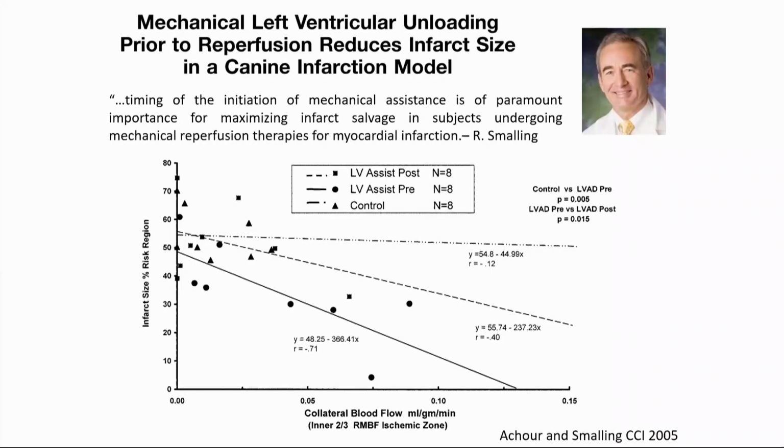And this was also soon followed a couple years later by Richard Smalling and Wampler, who started to look more specifically at coronary blood flow. This was using another transvalvular assist pump. And what they identified was that timing is critical. When do you initiate mechanical assistance?